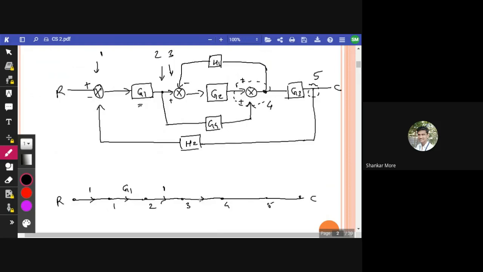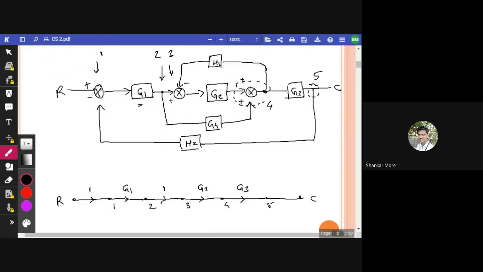The gain between the third node and the fourth node is G2. Remember the direction. And between the fourth node and the fifth node we have gain G3. So I have drawn a forward path and written the respective gains this way.